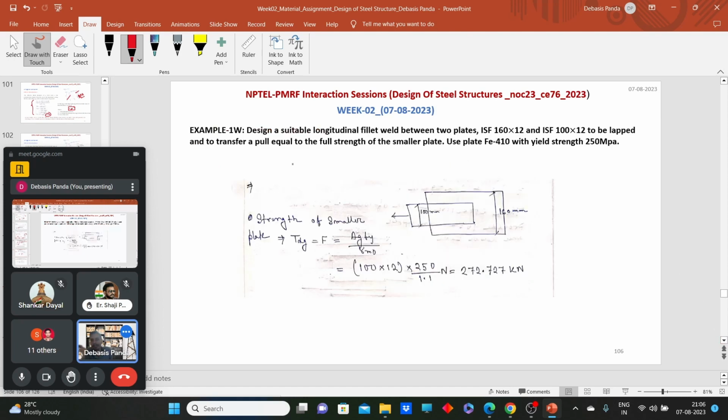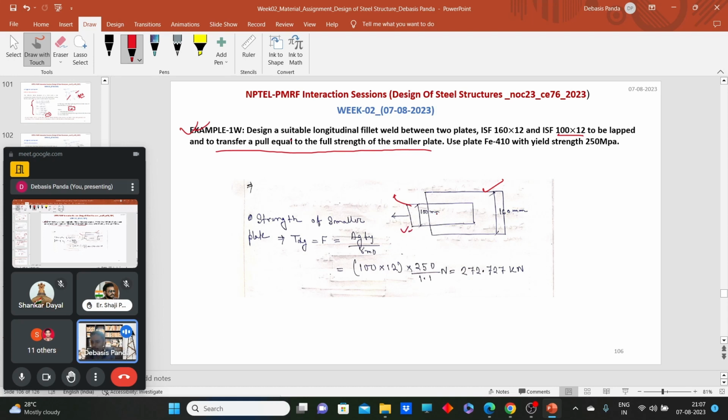So let's quickly solve this example. What this example says: design a suitable longitudinal fillet weld between two plates. We have two plates. One is 160 by 12 mm. That means the width of this plate is 160 mm and the thickness of the plate is 12 mm. Another plate is 100 mm by 12 mm. We need to lap them and join them using the fillet weld, and transfer a pull equal to the full strength of the smaller plate. So we need to design this connection for the full strength of the smaller plate.